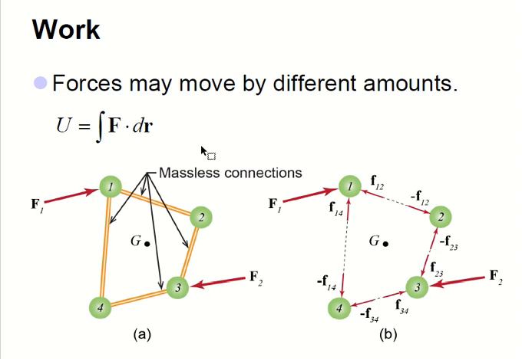Then forces may move by different amounts, because forces aren't the same. They can be applied at different angles, different directions, and also different amounts. So for calculus-based dynamics, we use U equal to the integration of F times dr, where this is just a differential, little d, and then of course r, meaning we want to go backwards in the mathematical operations.